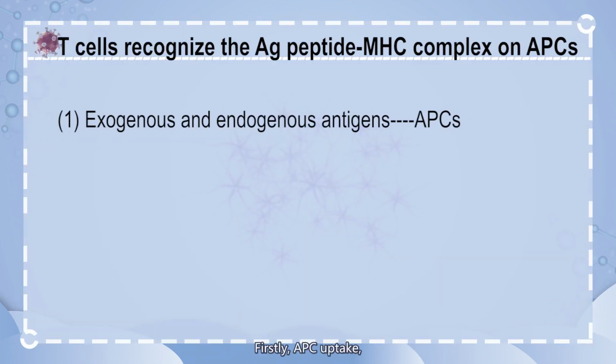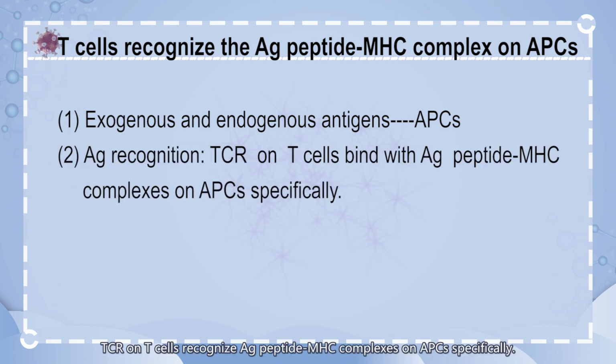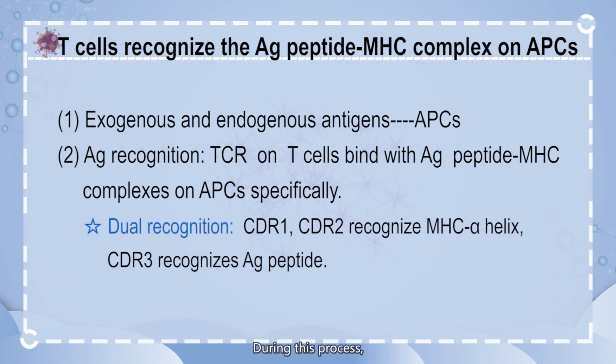Firstly, APC uptake, process, and present antigens to T-cells. TCR on T-cells recognize antigen peptide and MHC complexes on APC specifically. During this process, CD4 and CD8 recognize the MHC alpha helix, and CD3 recognizes antigen peptide, which is called dual recognition.